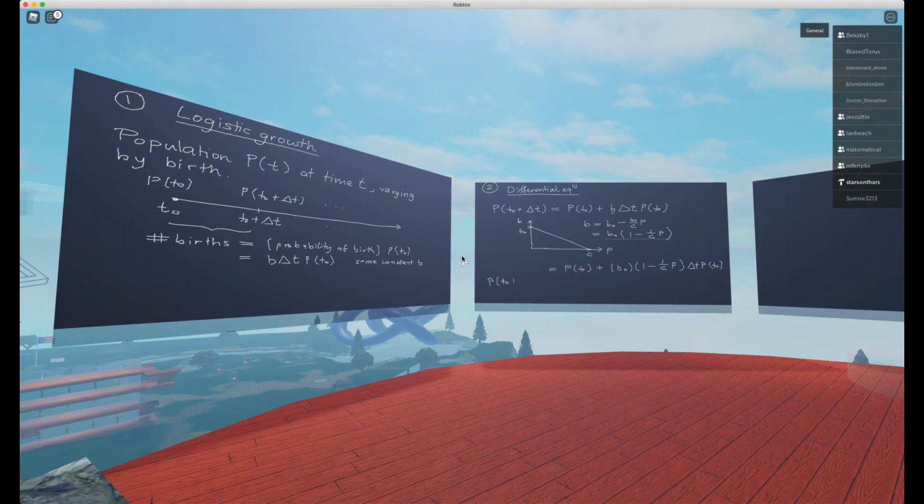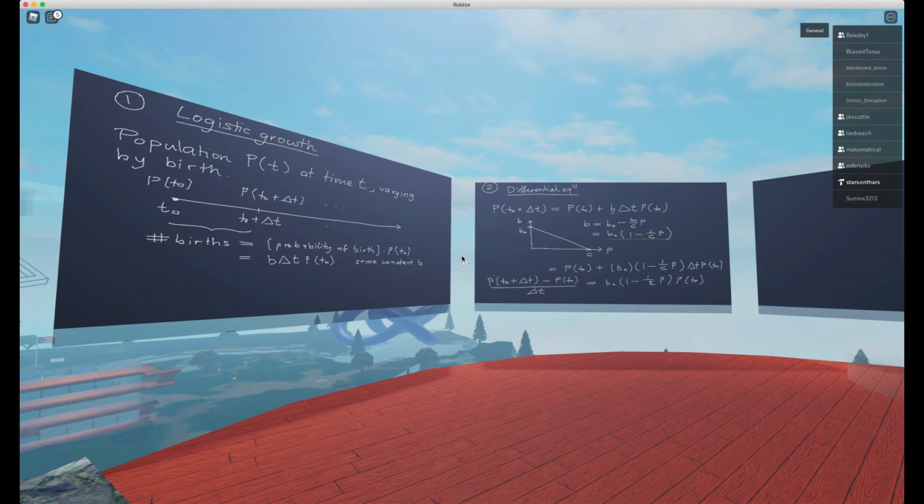So if I subtract P(t0) from the right-hand side, that gives me the change in population over that unit of time. If I want to get the rate of change, I divide by the amount of time. And if you examine the previous line, you'll see that that takes the form B0 (1 - 1/C) P, over delta t. Okay, so that's basically it.